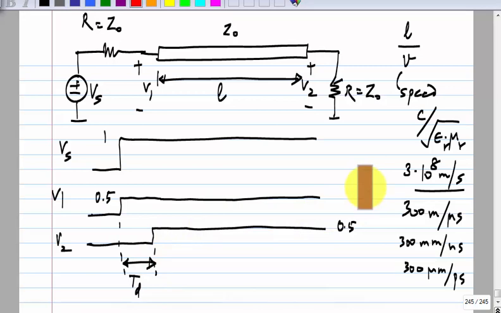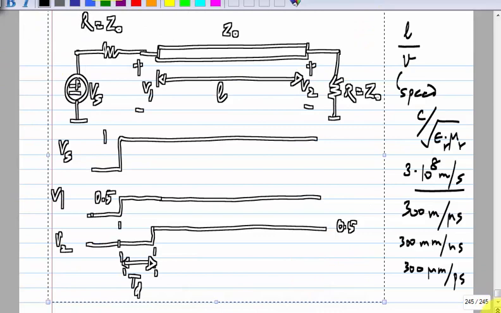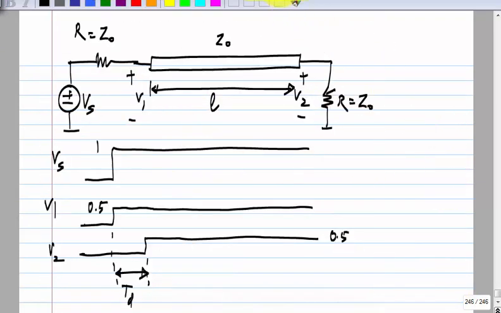But what are all the things that can go wrong? Yeah. So, the terminating resistances are not equal to the characteristic impedance, right, that is possible. So, now let us say on the far side, the terminating resistance is greater than Z naught. So, what happens now? What will the waveform look like?